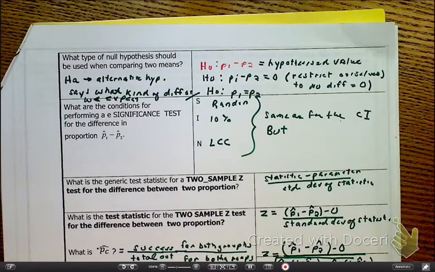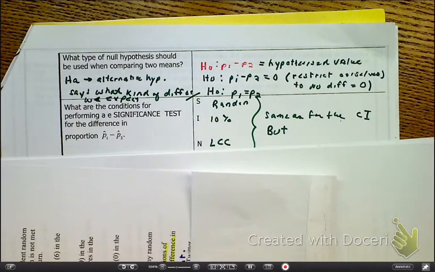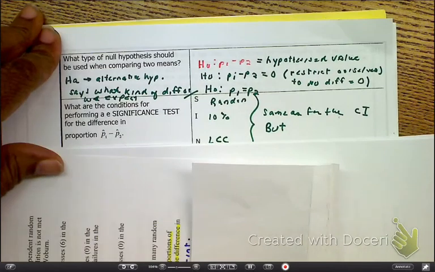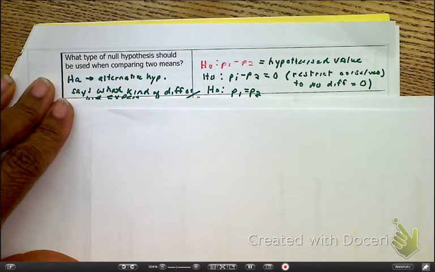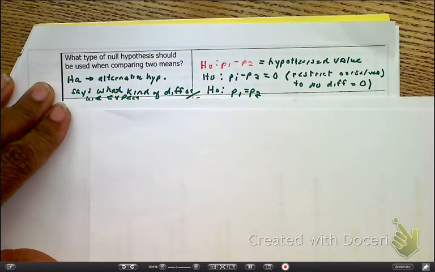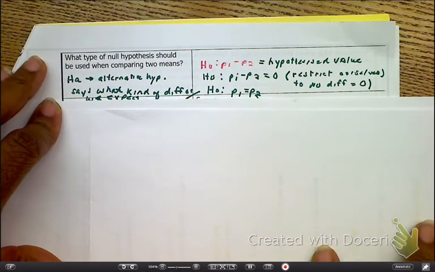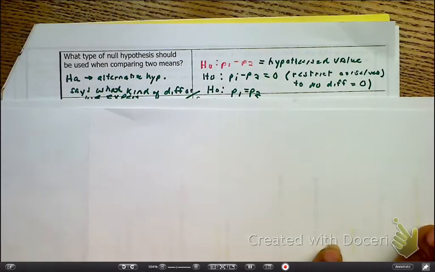Hey guys, I want to discuss with you right now a two proportion z-test. We've been talking about the confidence interval, but now let's actually look at our test itself.